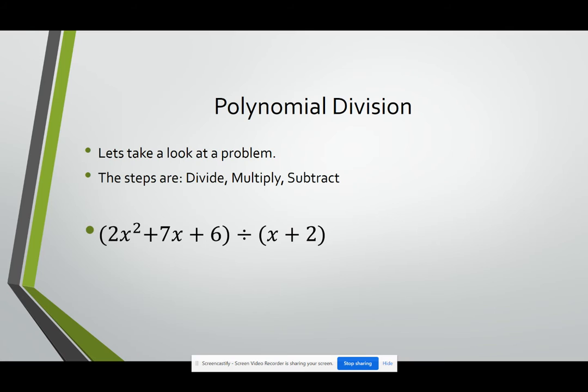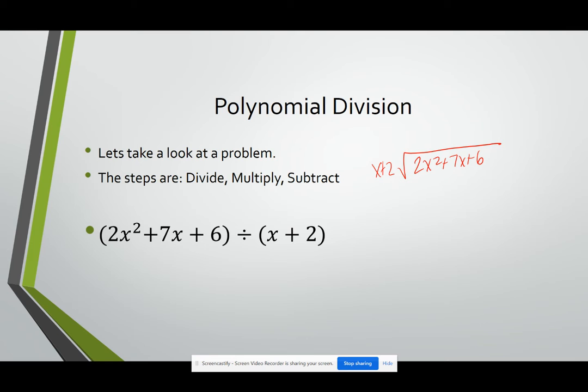Now let's get into polynomial division. This is where it gets a little bit tricky, but we have to think back to our elementary days of normal division, where we try to see what we can do to get it to be what's on the inside, and then we use our opposite operation to move it down. So we're going to put the 2x squared plus 7x plus 6 on the inside, and we put x plus 2 on the outside.